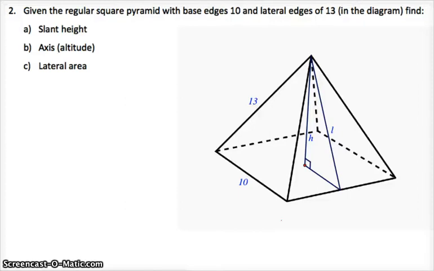Okay, there's only 3 sides left. This ought to go kind of fast. Okay, slant height. So for slant height, I need to find this thing right here. I've been given a lateral edge.